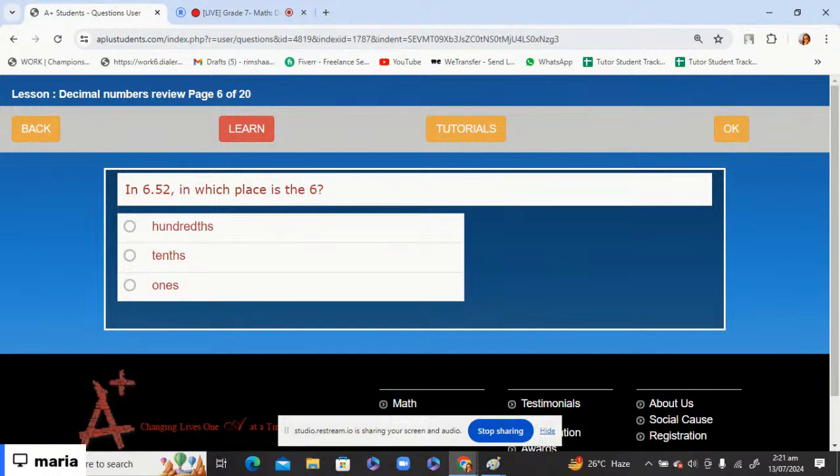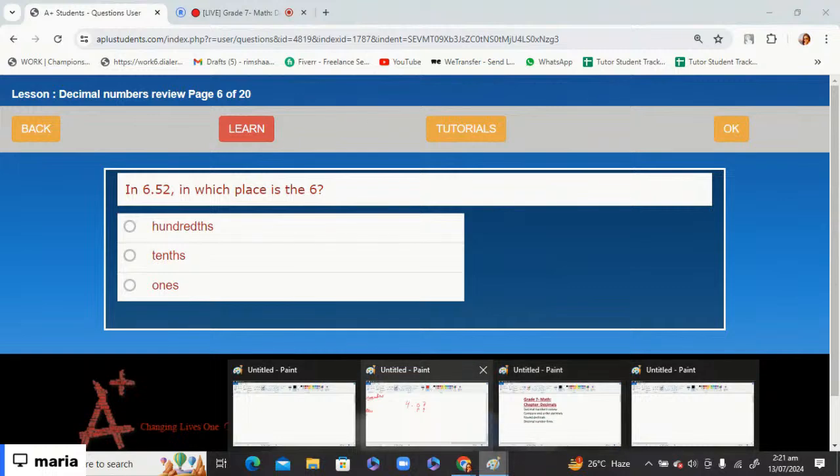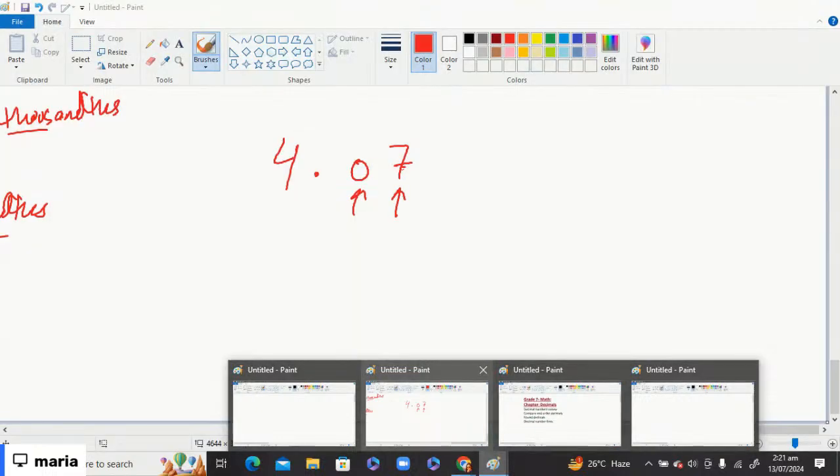6.52, in which place is the 6? As I already explained, we can find out in which place the 6 is.